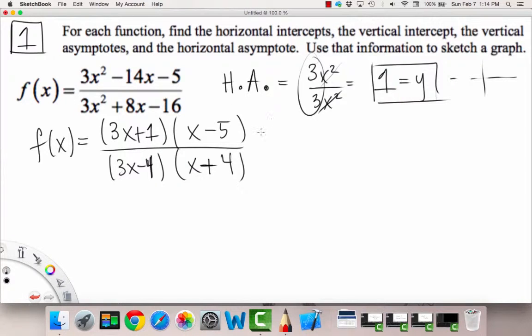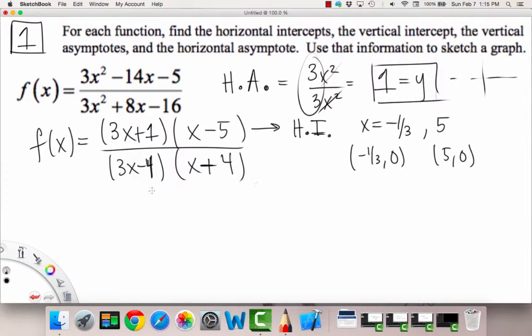So in order to find our horizontal intercepts, we just look at the top. What could make the top be 0? That would be x equals negative 1 over 3, and x equals positive 5. Okay, so our horizontal intercepts are negative 1 over 3, comma 0, and 5, comma 0.